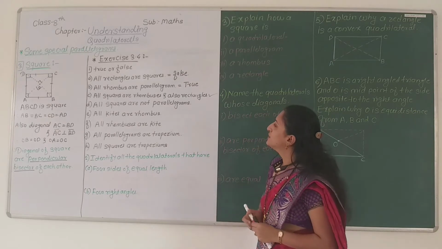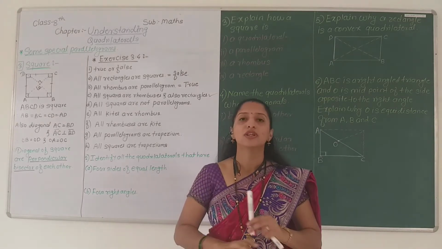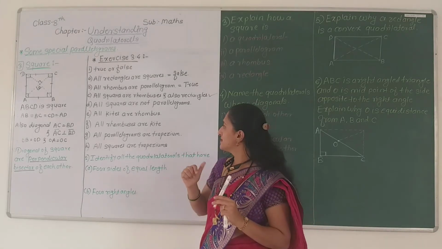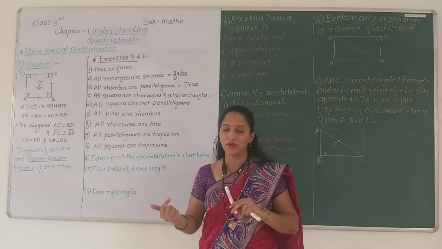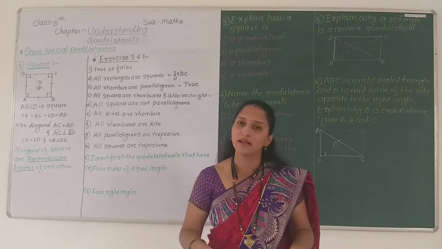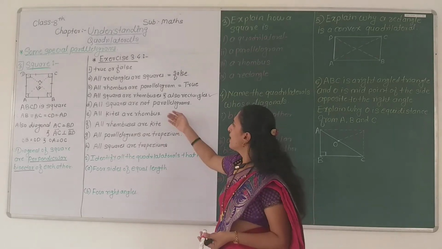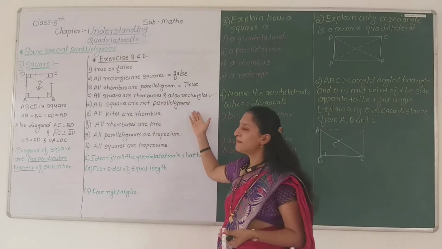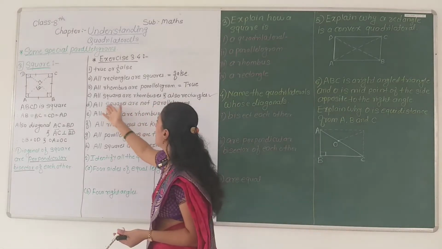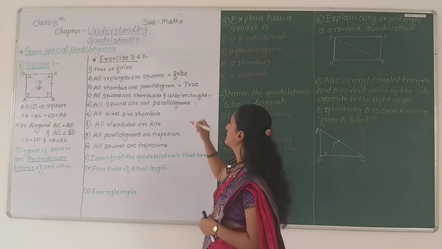All squares are not parallelograms. So remember the property of square and parallelogram. In a square, opposite sides are parallel. So that means all squares are parallelograms. But here the statement is all squares are not parallelograms. So this statement is false.